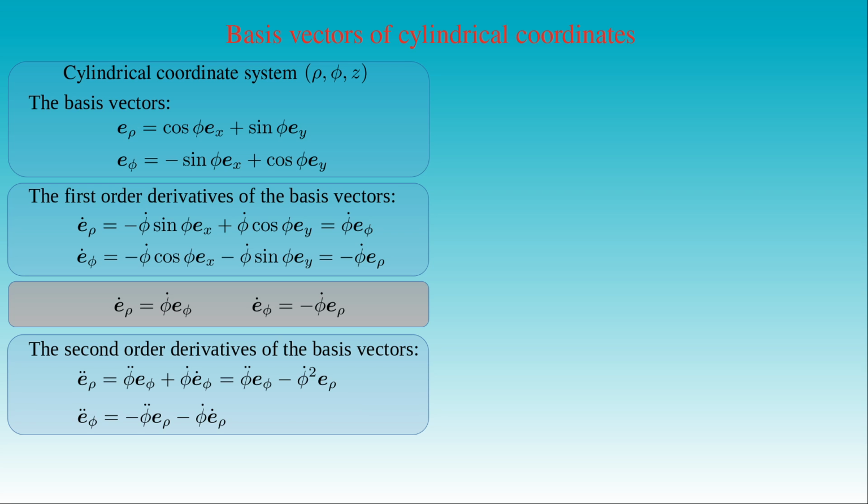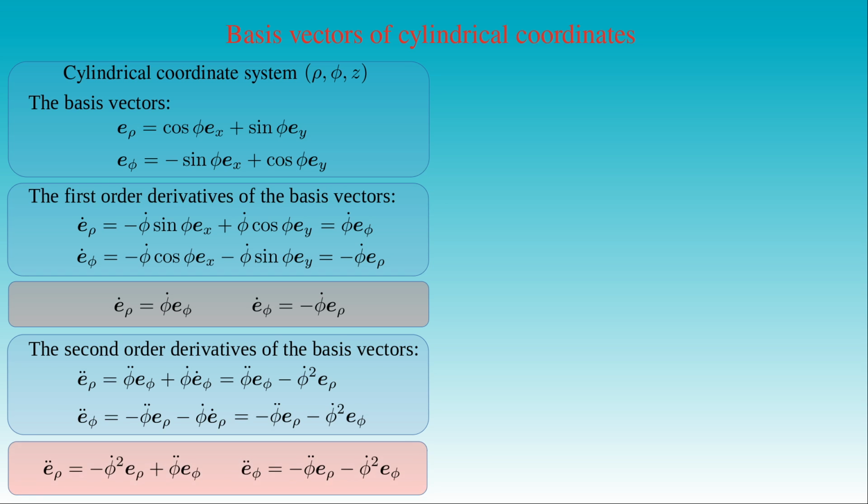Then the second term can be written as minus phi dot squared times the basis vector e phi. As a result, we could also express the second-order parametric derivatives of the basis vectors as linear combinations of the basis vectors themselves. In fact, the second-order derivatives are not necessarily needed to describe the acceleration in cylindrical coordinates, but we present their derivations here for the sake of completeness.